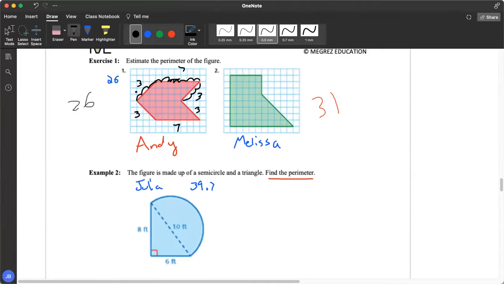Perfect. So we got 3 times 4 is 12. And then you said 7 times 2, which is 14, which is 26. Looks good. Melissa, do you want to walk us through yours?